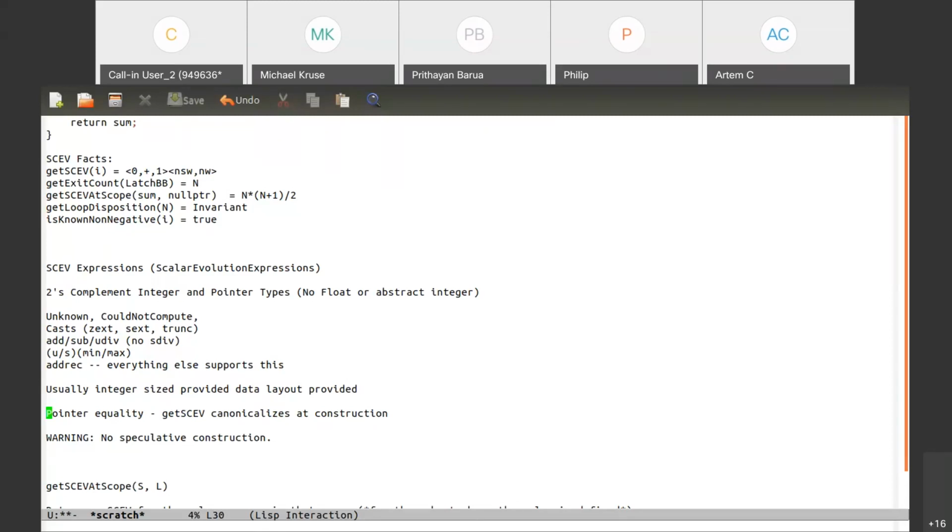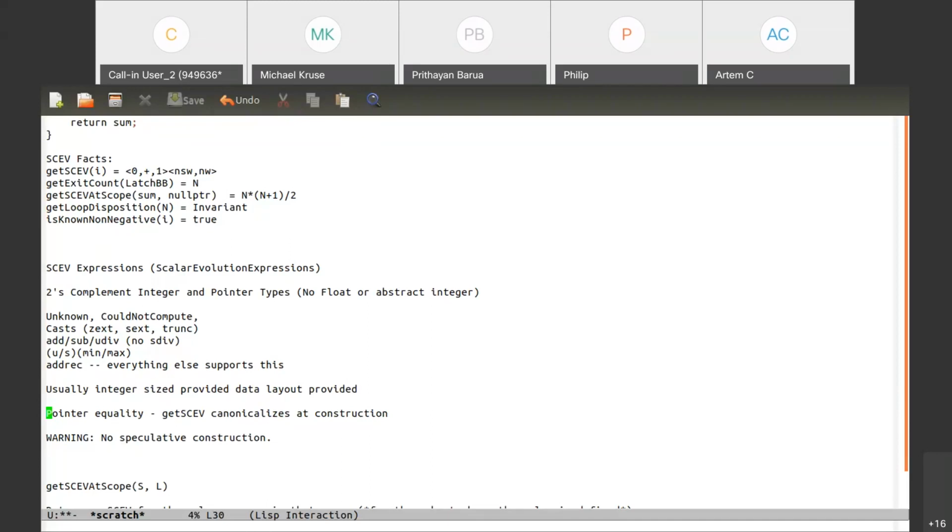The implementation note that's really important here is that this canonicalization at construction is basically where the majority of the complexity in SCEV is. And because we canonicalize at construction, frequently when you're looking to get a better SCEV expression, that is a more reduced or more optimal one, the place you need to look in the implementation is the construction path for that SCEV.